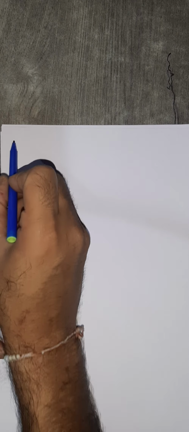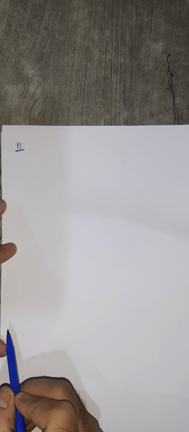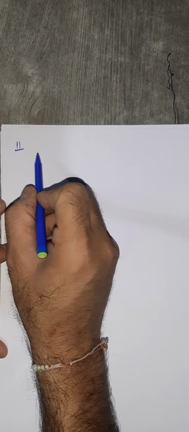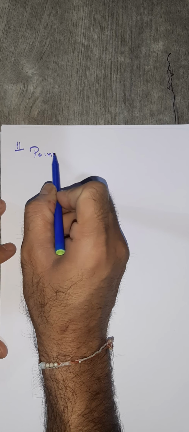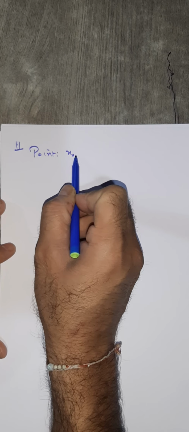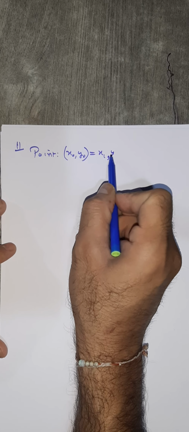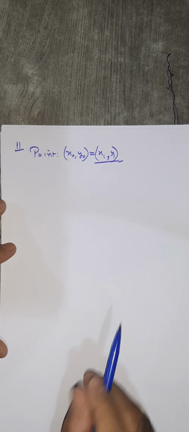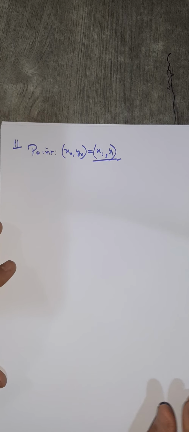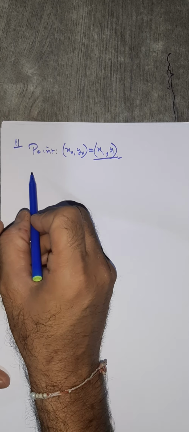The next question, question number 11. In the 11th question, what is asked? Get the line through the point x1, y1. So you are given a point. Now whenever you are asked to get the line, then immediately we must have a point and slope normally. You are given a point here, x1, y1, and the line is parallel to one line.